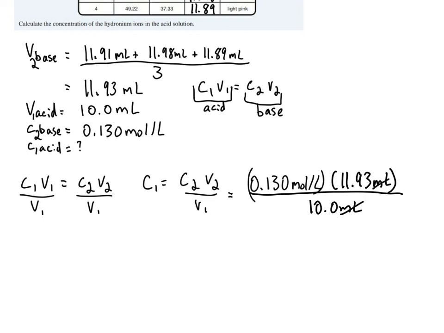The reason why we could leave this in milliliters in this case is because you can see that they cancel out, and we're left with the units that we want, which is moles per liter. So get your calculators out, go ahead and do this, and you will find that the concentration of your acid is 0.155 moles per liter. And of course, with that, what we figured out is the concentration of the hydronium ions. So a follow-up question on this could be, what is the pH then? And I'll leave that with you guys.